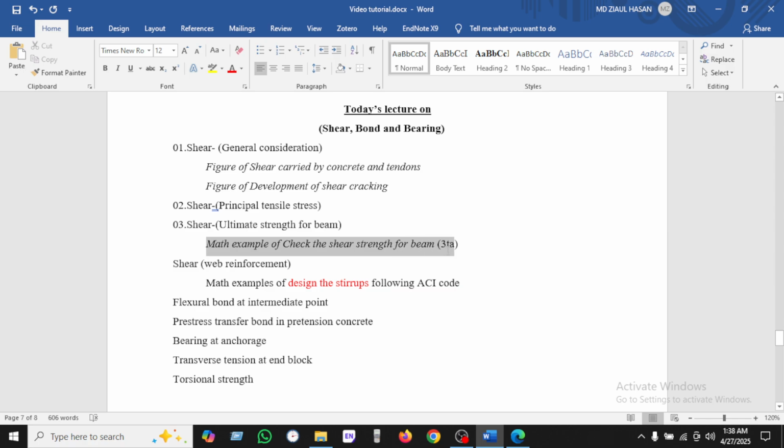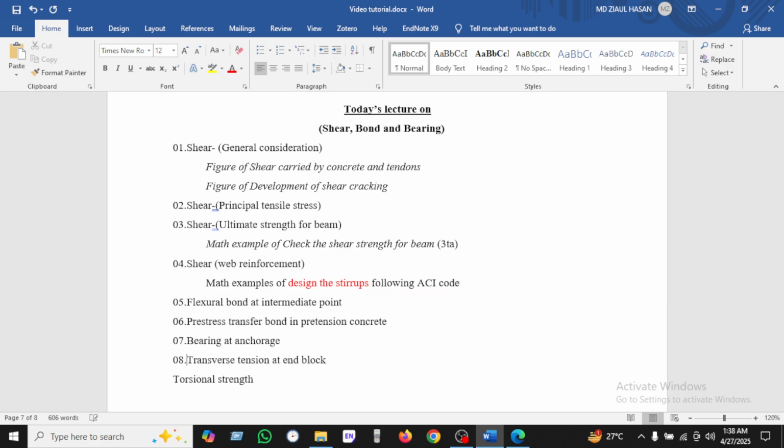Check the shear strength cracking of beam. There could be three examples, and then I will demonstrate the shear reinforcement and show the example of the design of the stirrups following ACI, and then show the flexural bond and intermediate point, and then the pre-stress transfer bond in pretension concrete, and then the bending at anchorage, and then demonstrate the transverse tension at end block, and last I will discuss the torsional strength.